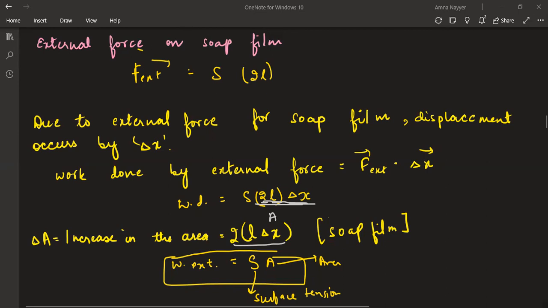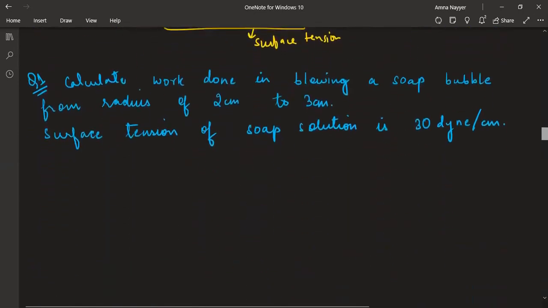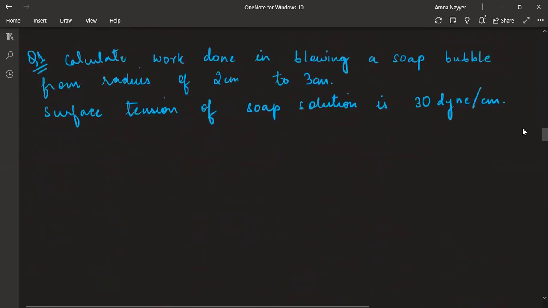Now let's practice one numerical on this. I hope all of you have written. This says: calculate work done in blowing a soap bubble from radius of 2 centimeters to 3 centimeters. Class, as soon as you get a soap bubble, you will double the area, or the length, wherever it is required. For soap, soap film, soap bubble, wherever soap is involved, we'll be doubling it. So surface tension is given. If you can calculate the area, then you can easily calculate work done.